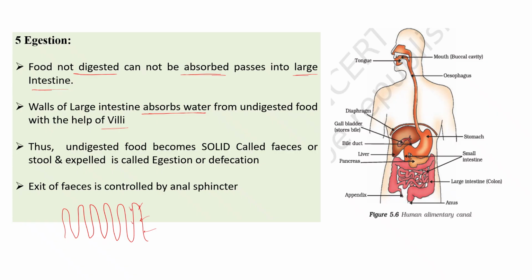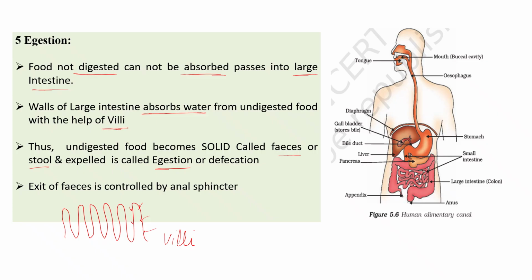So in a similar manner, in the large intestine also, the lining is folded, forming finger-like projections, and these are called villi. And so the water is absorbed with the help of these villi, and the undigested food becomes solid, which is called feces or stool, and the expulsion of it through the anus is called egestion.